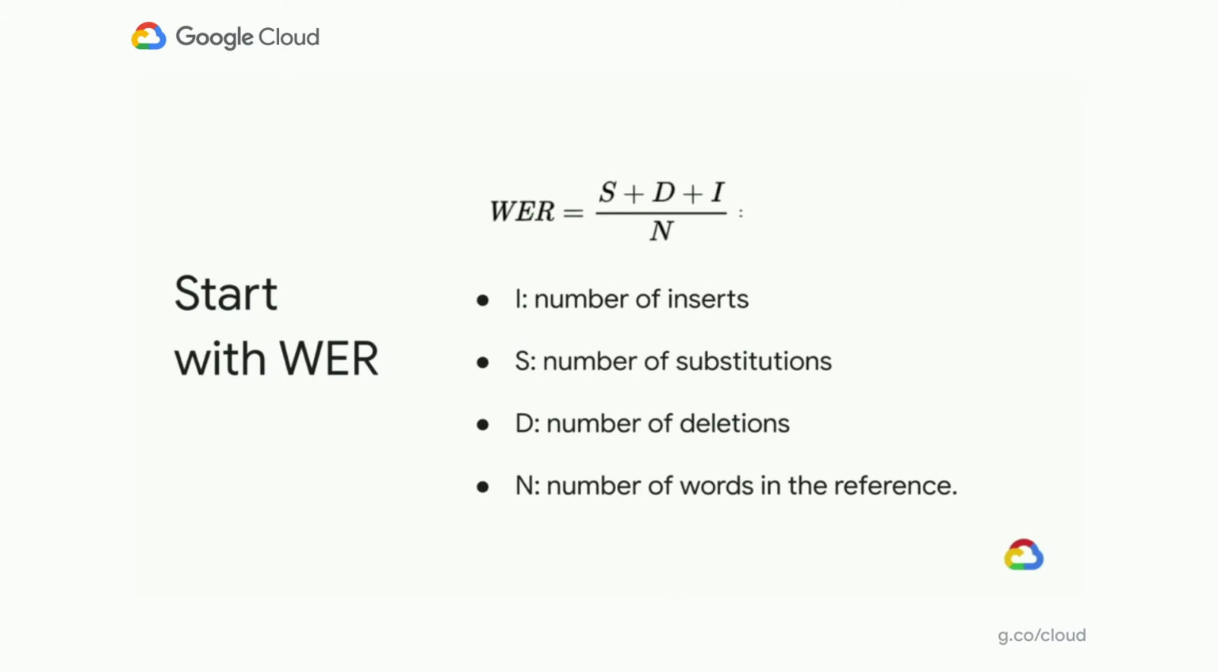You add up all three of these numbers and you divide by the total number of words that exist in the ground truth reference, and that gives you the overall word error rate. This means that it is actually possible for a word error rate to be greater than 100% in situations where you have very, very poor quality.